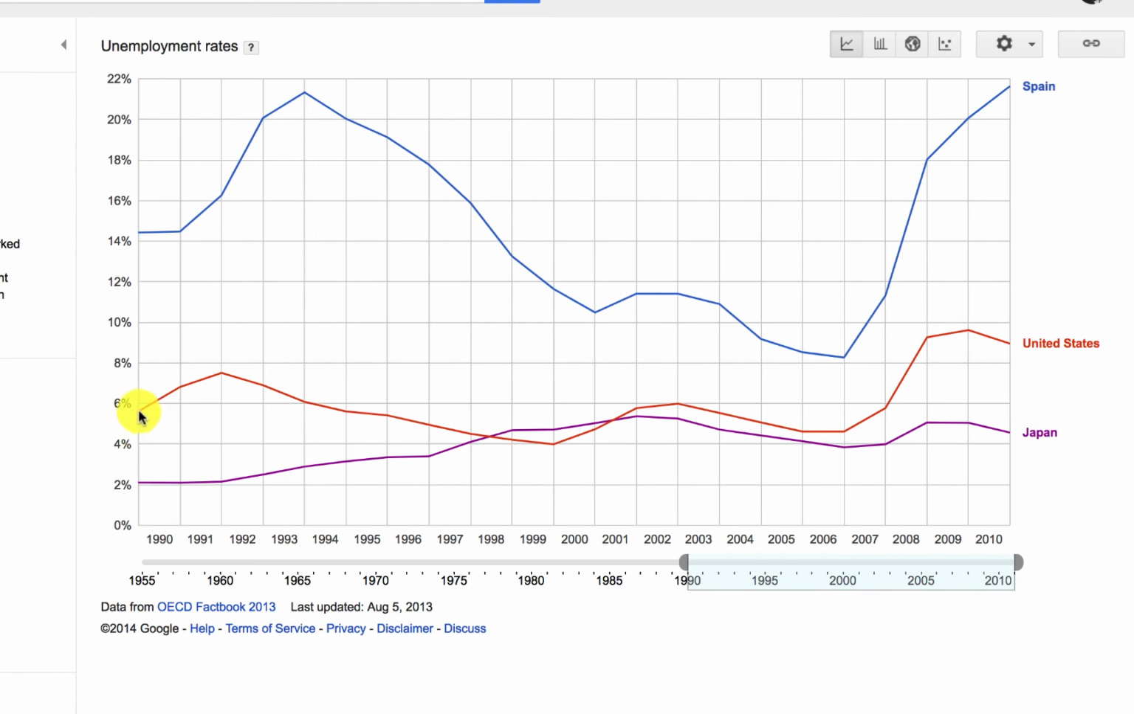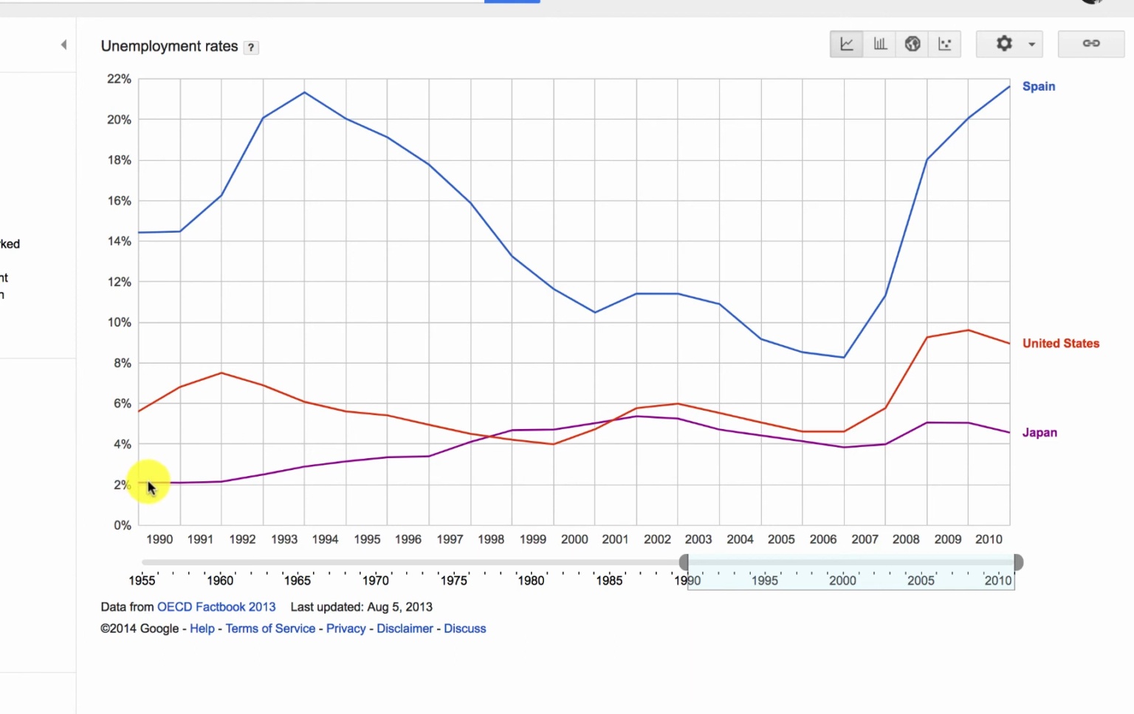In the U.S., we can see a similar pattern. During periods of recession in the early 1990s, and again in the early 2000s, and again in the late 2000s, the U.S. unemployment rate rose to a level higher than its natural rate of 5 or 6%. And the same for Japan, although Japan has a slightly different experience.